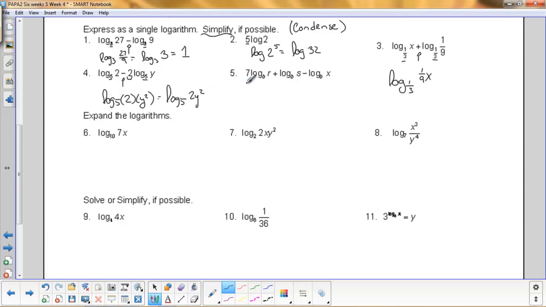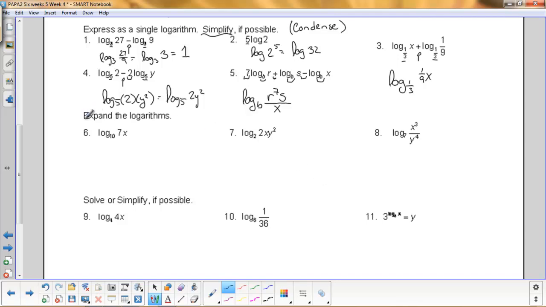Again, multiple properties going on here, in fact all three. So there's my first one, my power property, my product property, and my quotient property. That means that r and s will be on top of the fraction and x will be on the bottom. Identify that your bases are all the same so that they can all condense into the same logarithm. They can. So I'll write the single log base b. I'll start with r to the 7th power, s divided by x. And there's my final answer.